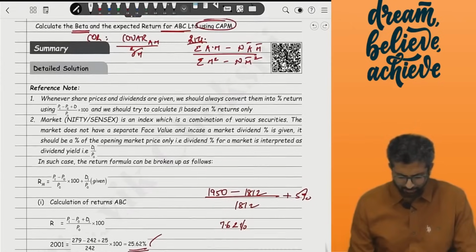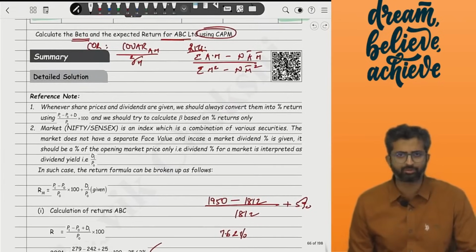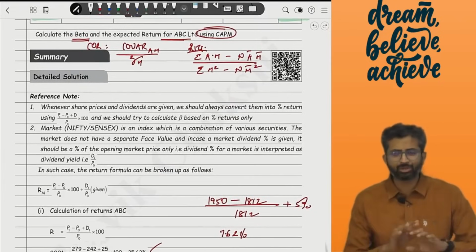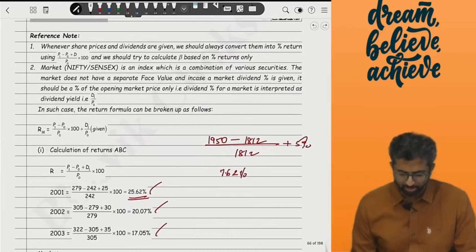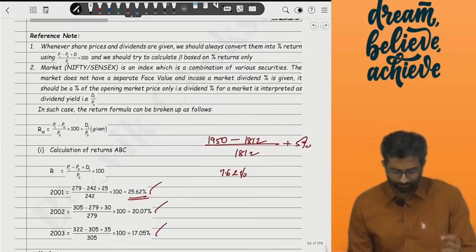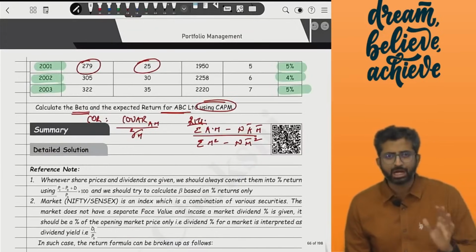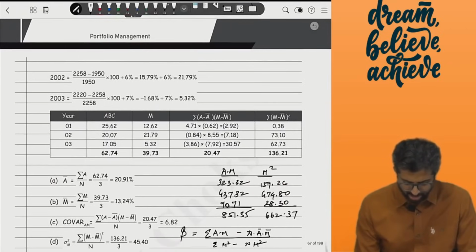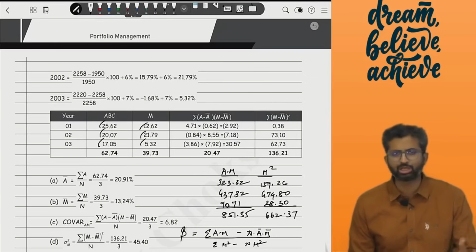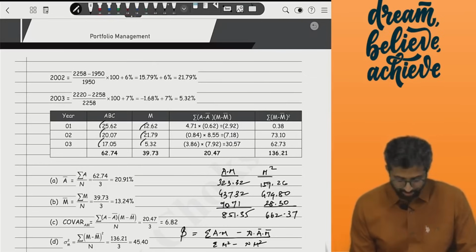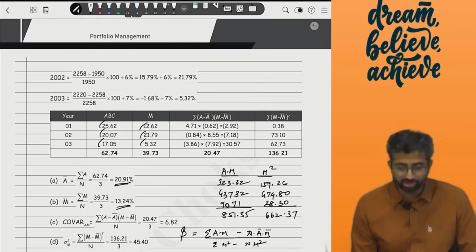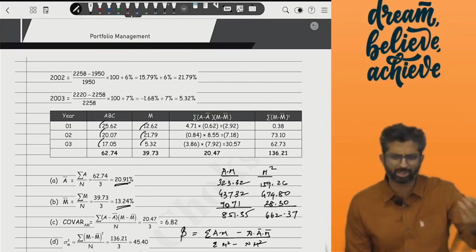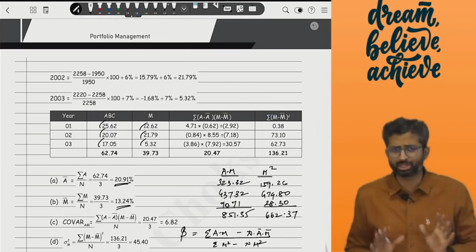Let us say using the first formula that you had, covariance upon variance of the market, where we use the standard format of the table where we put in the returns of ABC, we put in the returns of the market and then try to find the covariance. As you can see over here, this is ABC. The returns have been put in, the market returns have been put in, and then you try to find the A bar as well as the market bar. So the average return of ABC is 20.91, the average return of the market comes to around 13.24%. That is simple average because there are no probabilities over here.